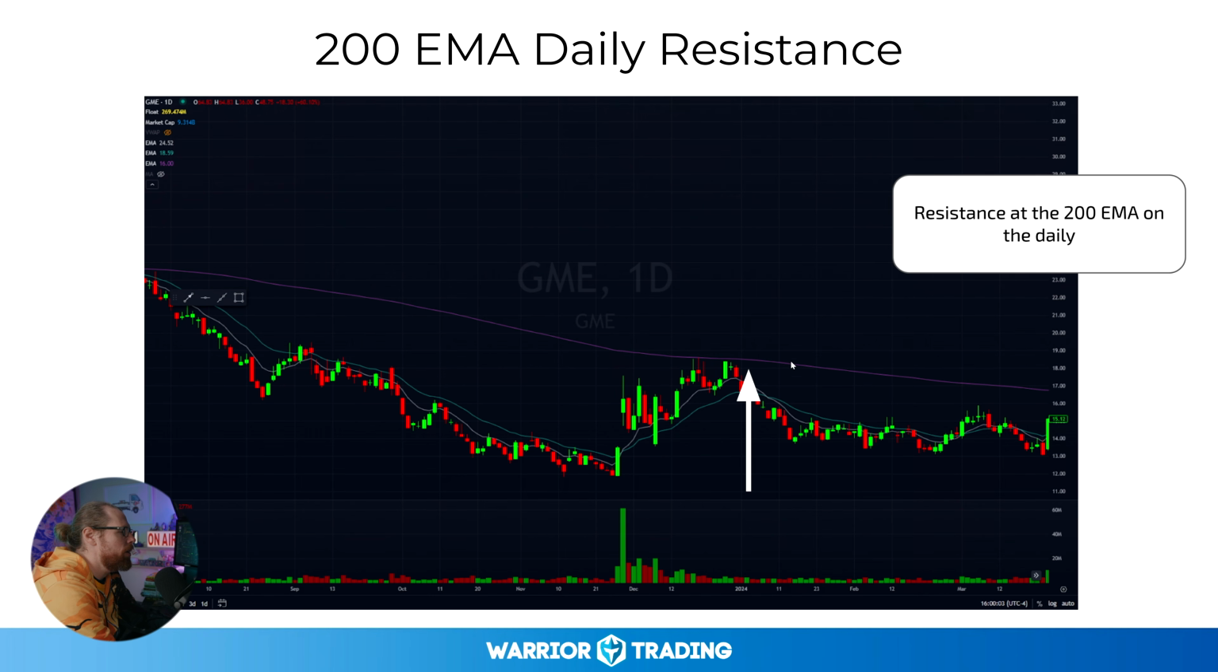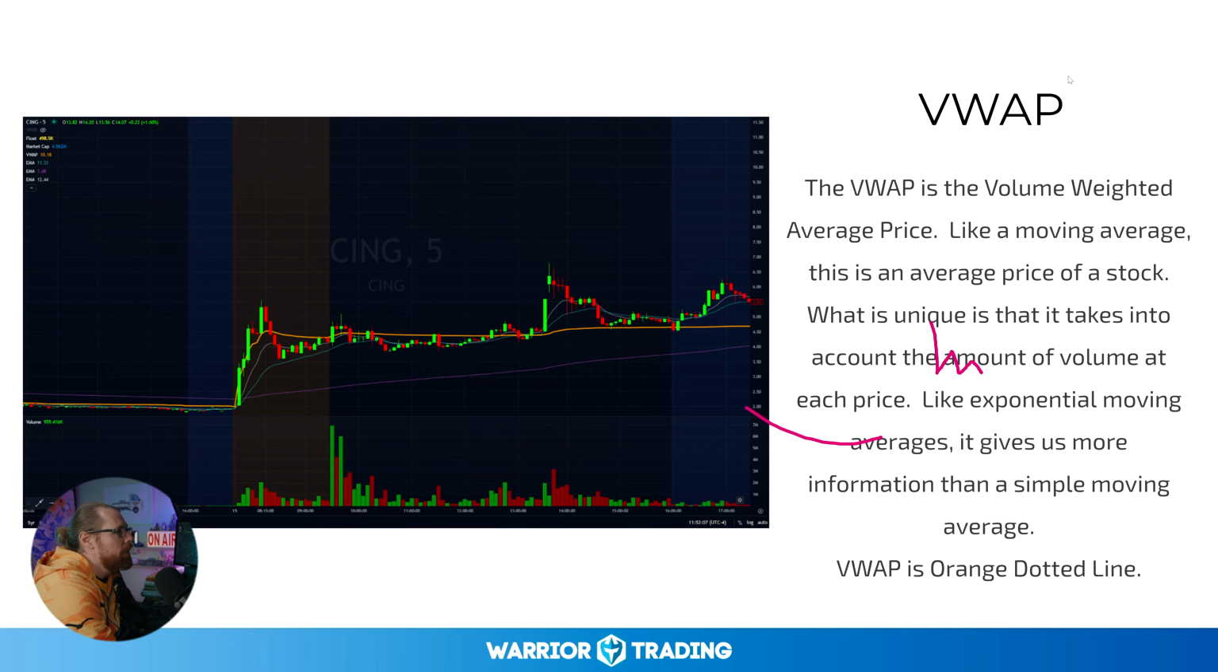All right, so the 200 EMA is very well respected on the daily chart. Stocks below the 200 EMA, when they come up to it, almost always have resistance at that level. So the 200 EMA is a level of resistance when the stock is below it. When the stock is above it, it can be a level of support. The volume weighted average price, VWAP is the acronym.